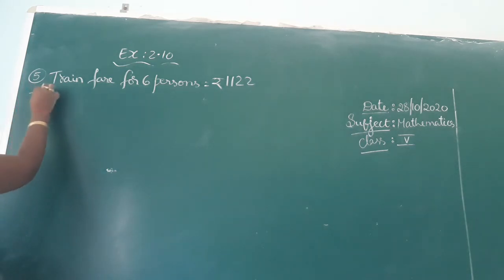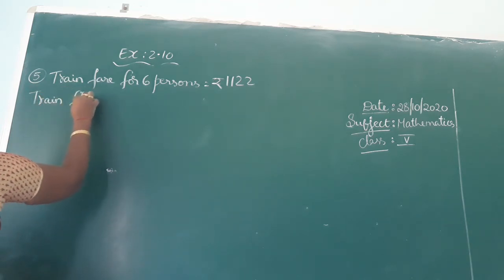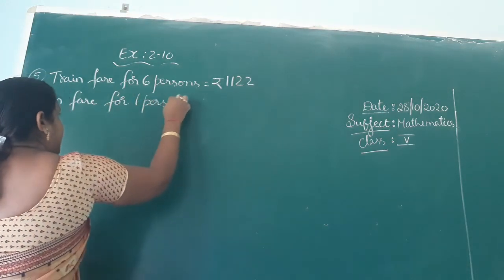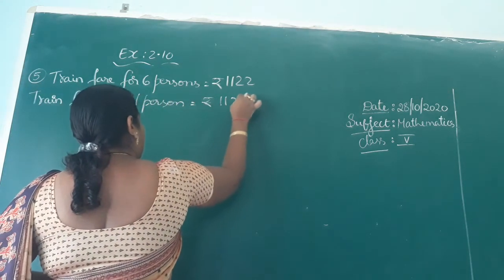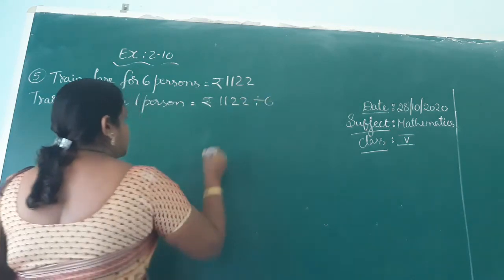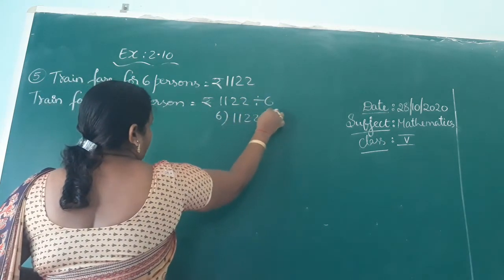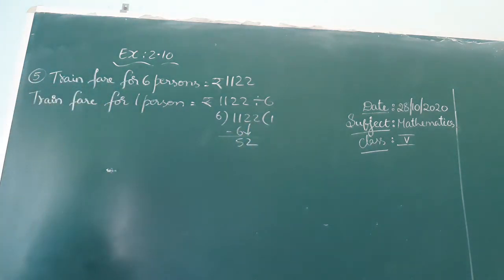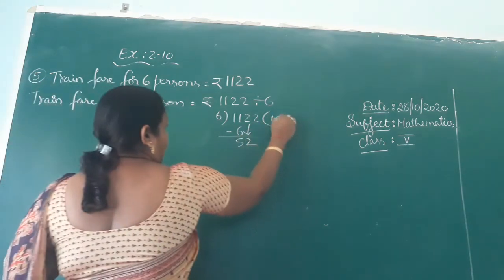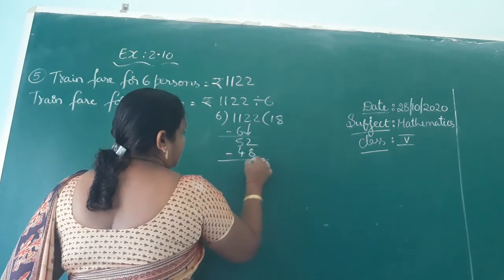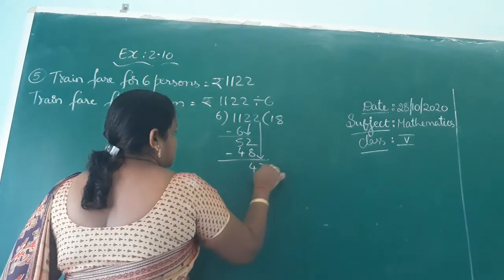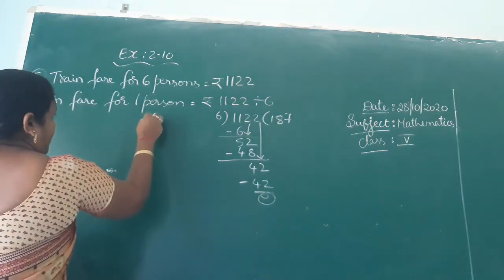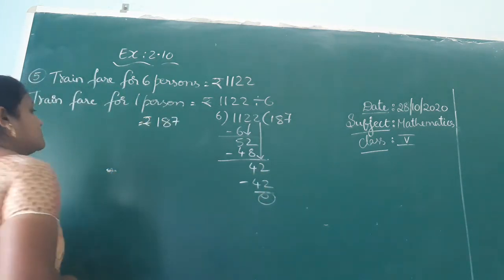So first you have to find the train fare for 1 person. It is 1122 divided by 6. Dividing by 6: 6 ones are 6, 6 ones are 6, remainder 5, drop down to 52. 6 eights are 48, remainder 4. Now drop down 2, 42: 6 sevens are 42. So the cost of one ticket is 187 rupees.